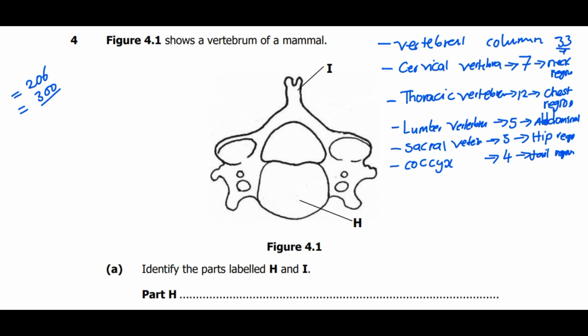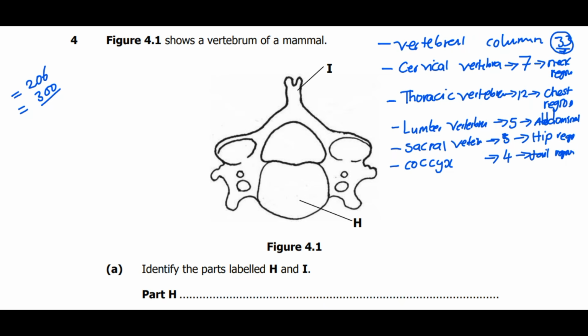Now if we add the 7 plus 12 that will give us 19. 19 plus 5 will give us 24. 24 plus 5 will give us 29. 29 plus 4 we get our total, 33. So these are the types of vertebral bones that are found on the vertebral column, or sometimes the backbone or the spine. So that is what we want to know here.